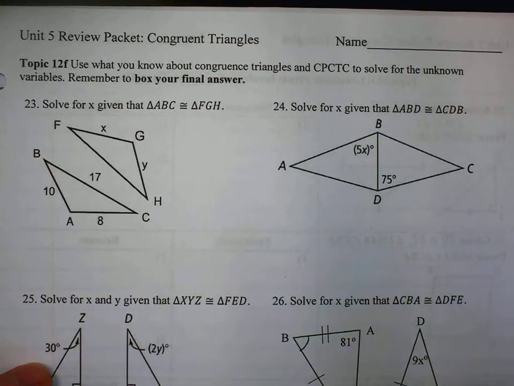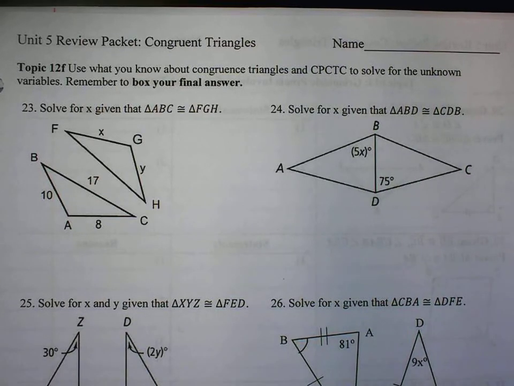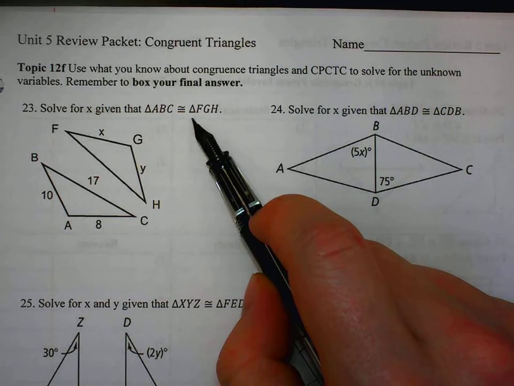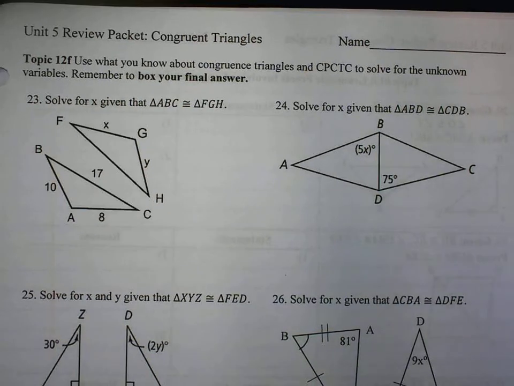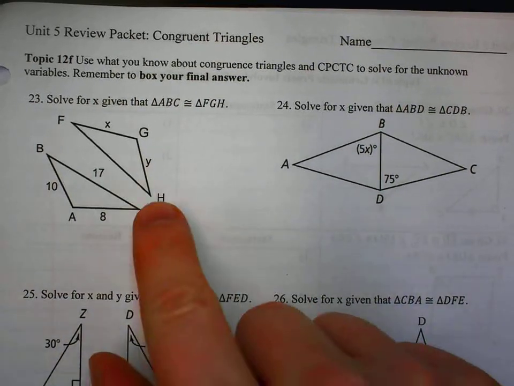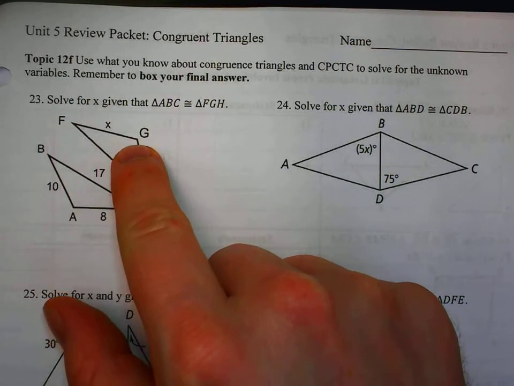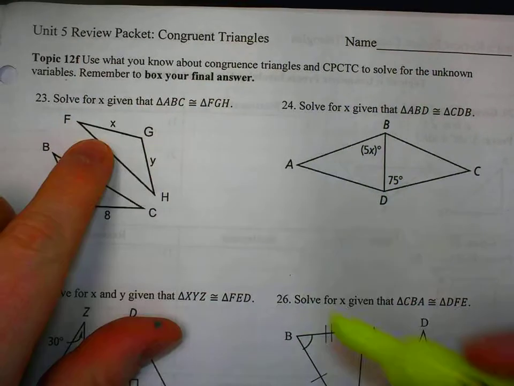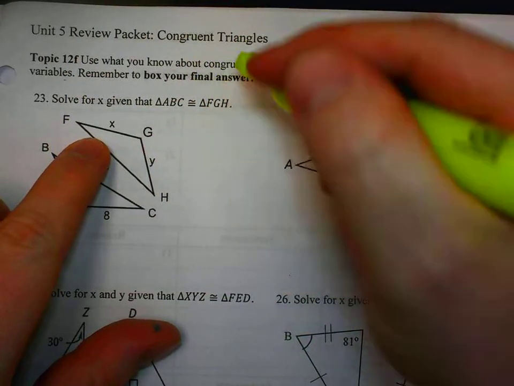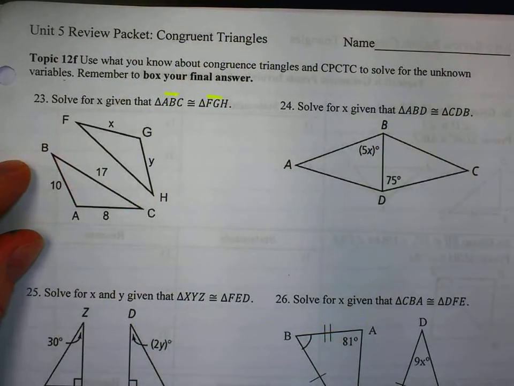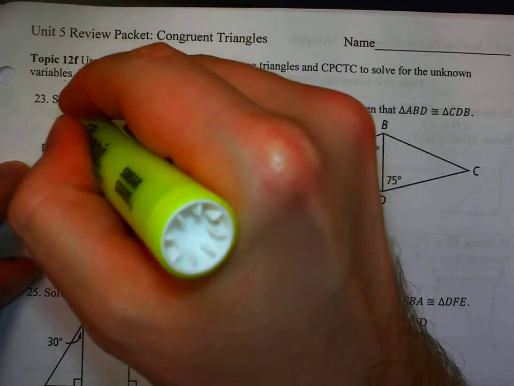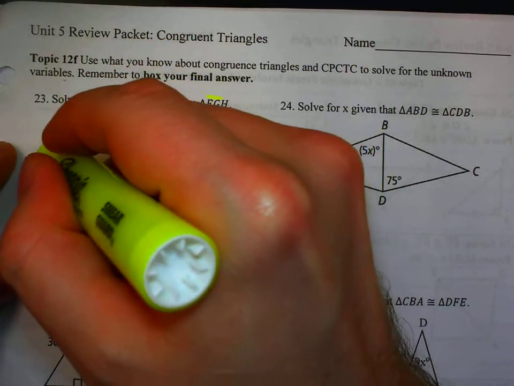23. Solve for x given that triangle ABC is congruent to triangle FGH. It probably should have said solve for x and y. We'll do both just because it's more fun that way. FG is the side that corresponds to x in this triangle. If we look at our congruent statement, FG are the first two letters, which means they correspond to AB.